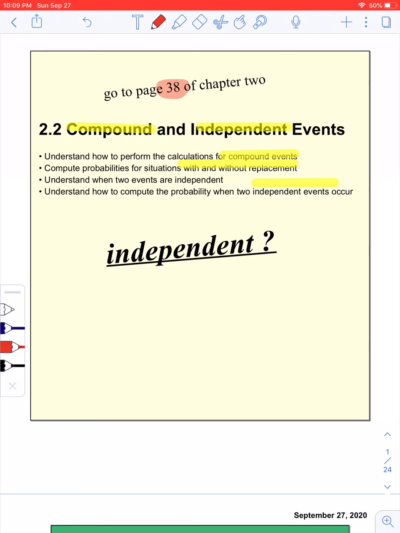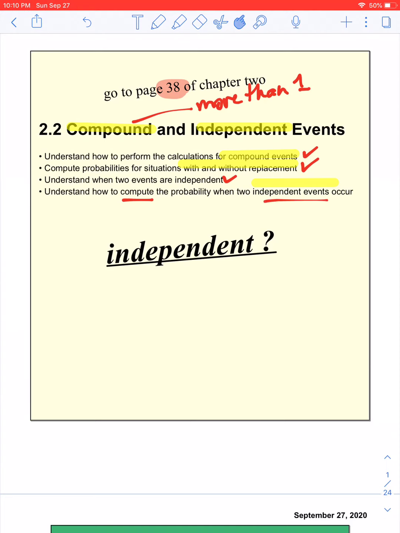Here's kind of our 4 big ideas. Number 1, understand how to find and calculate compound events. And compound means, maybe we should add this here, more than one. How to find these probabilities with replacement and without. Understand what it means to be independent in terms of events, and understand how to compute or calculate probabilities with independent events.